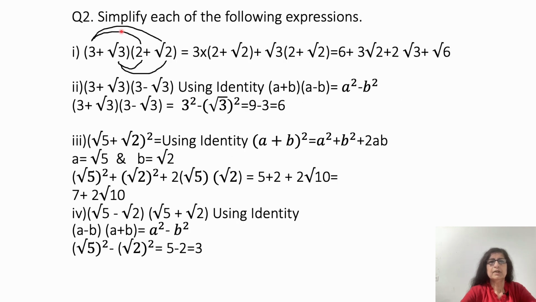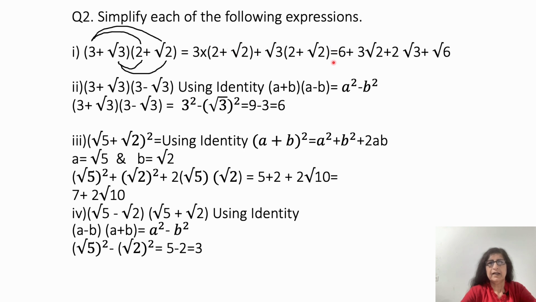Question number 2. Simplify each of the following expressions. The first part is 3 plus under root 3 multiplied by 2 plus under root 2. This is equal to, first we multiply 3 by 2 plus under root 2. Then we multiply under root 3 by 2 plus under root 2.